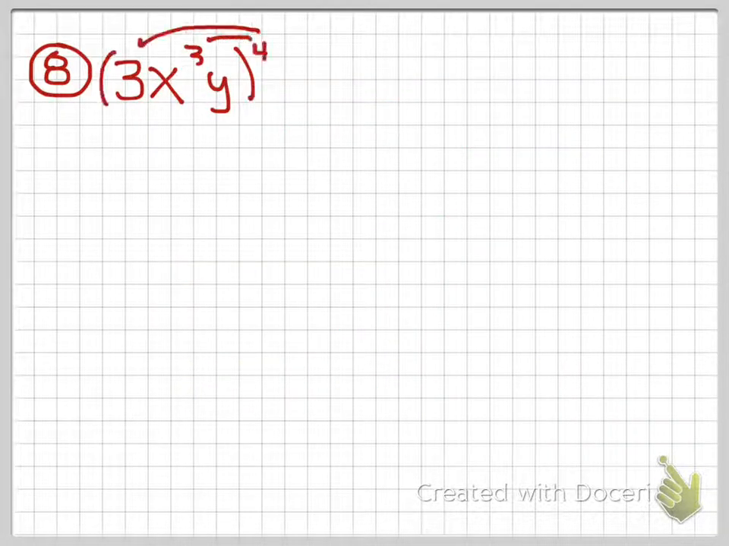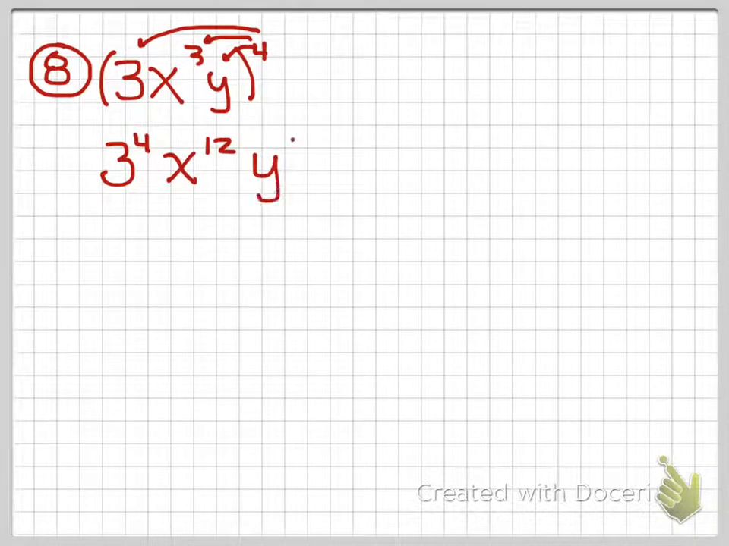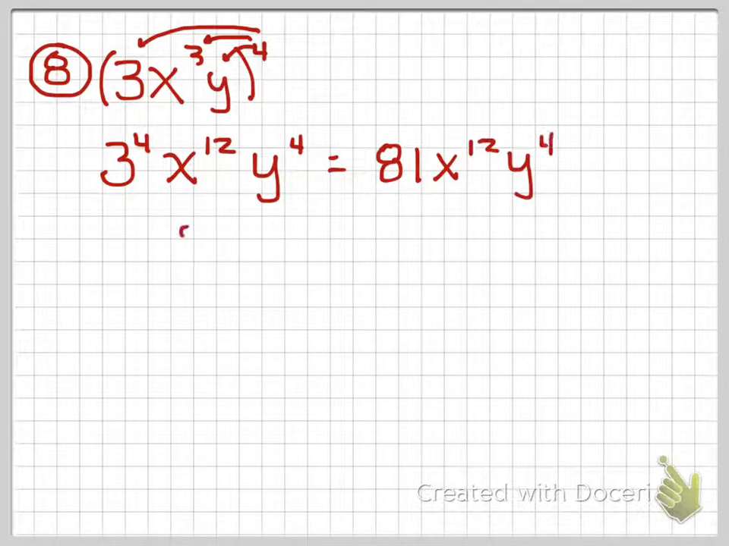Problem number 8, simplifying problem. I'm going to do this 2 ways. I'm going to do it using the shortcut. So I'm going to distribute the 4th power to each of these items. So I have 3 to the 4th power. And then remember, when I have a power of a power, I multiply. So 3 times 4 is 12. So I have x to the 12th power. Then I have y to the 4th. So as I am writing here, 3 to the 4th power is 81. x to the 12th, y to the 4th.